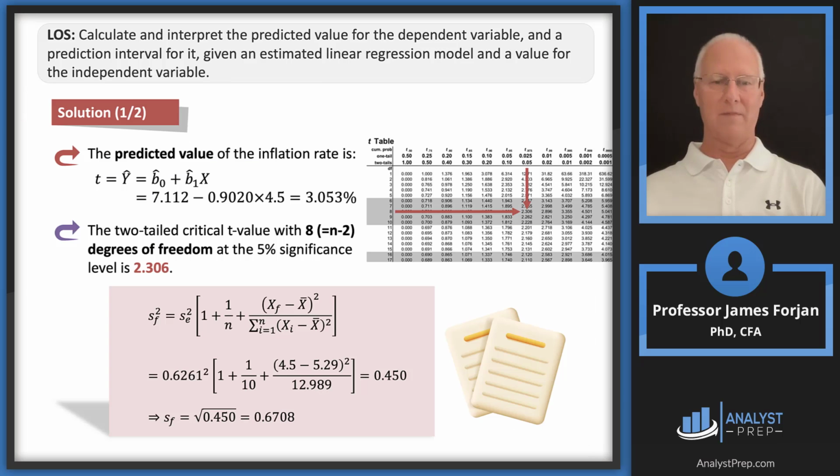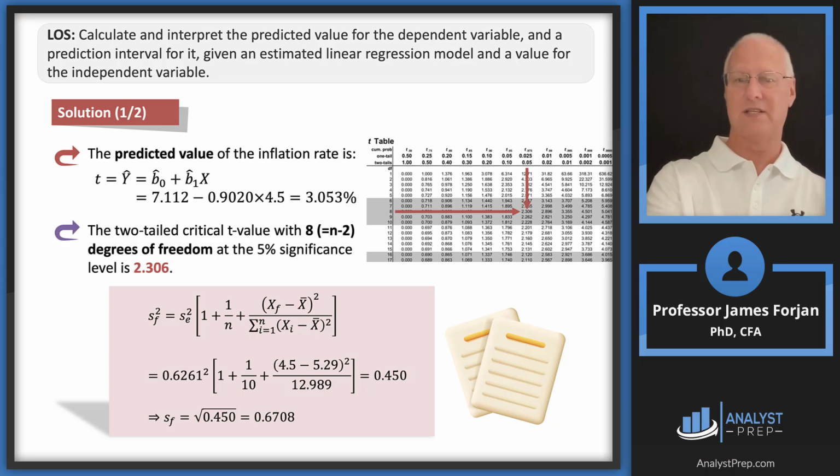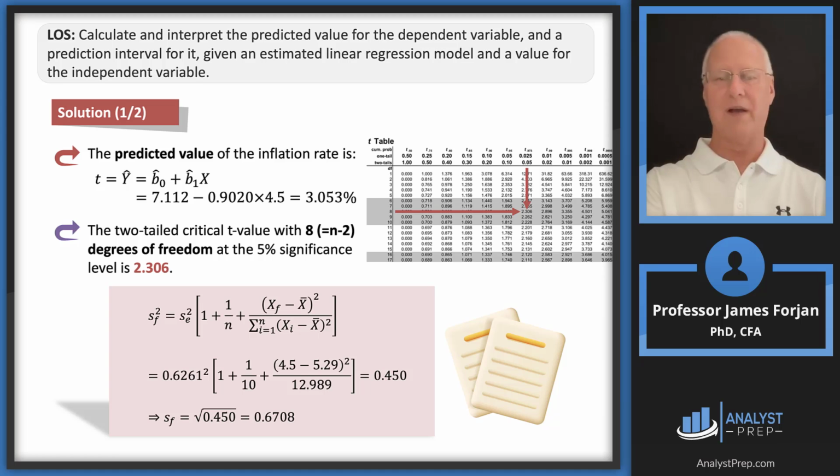So I think it's likely that you'll be given either the 45 down there at the bottom or the 6708. If they give you the 45, just take the square root, and that's probably okay. You can get this critical value, 2.306, from the table. Just run your finger over and down, just like we did before.